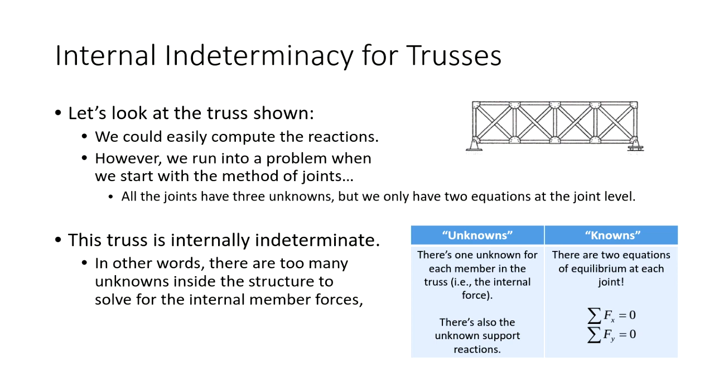Let's start off with the knowns. Well, how many joints does this structure have? Well, it's got 1, 2, 3, 4, 5, 6, 7, 8, 9, 10. So it has 10 joints.